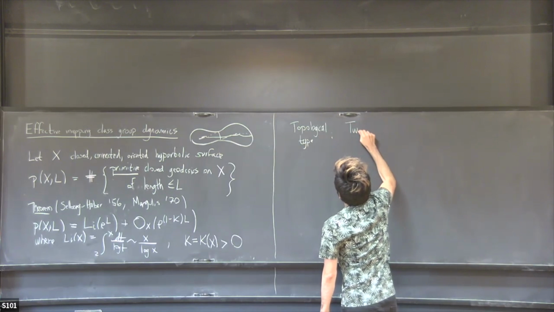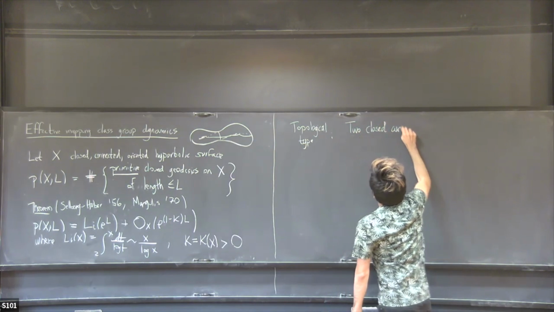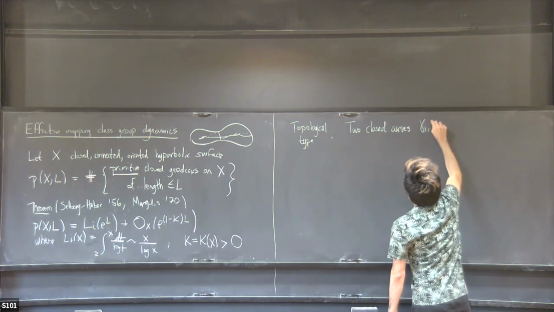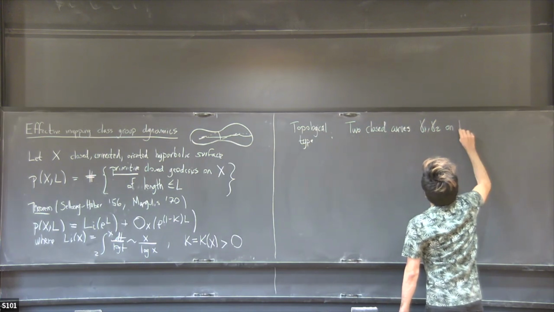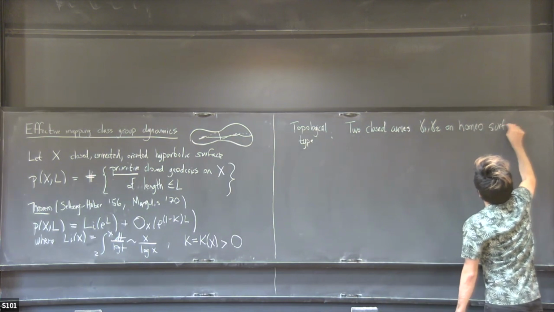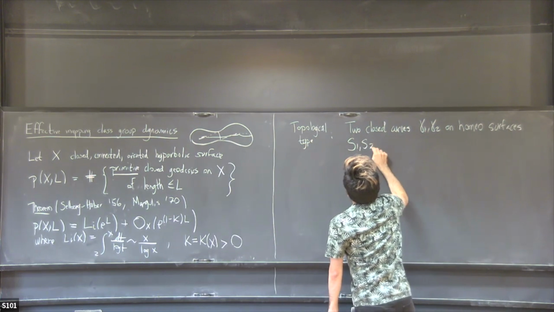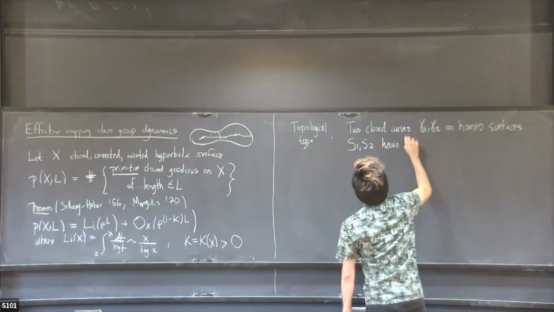So I'm going to say that two closed curves, gamma 1 and gamma 2 on homeomorphic surfaces, S1 and S2, have the same topological type.